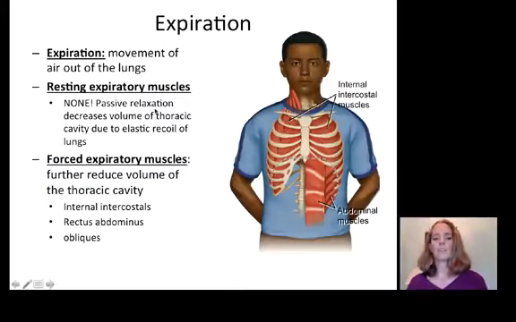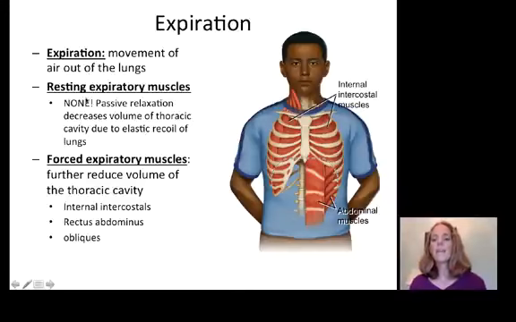Now for expiration. Expiration is the movement of air out of the lungs. So again, take a deep breath in and now release it. What happened? Your chest went up and out for inspiration and down and in for expiration. So this actually doesn't, in the resting phase, take any muscle coordination. When you go from a passive inspiration to a passive expiration, all you have to do is relax the diaphragm and relax the external intercostals.